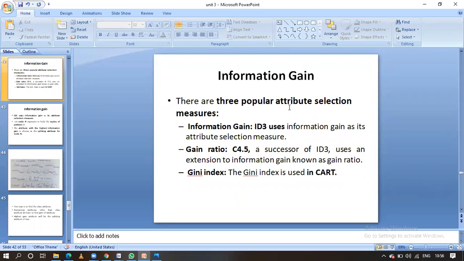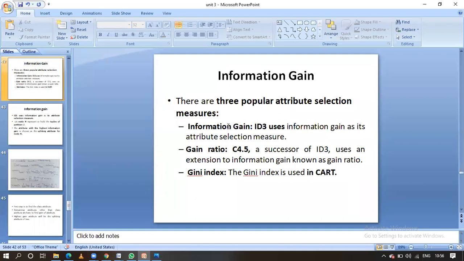So guys, we will have three popular attribute selection measures. The first one is information gain, the second one is gain ratio, and the third one is Gini index. By using these, we are going to select the attributes, guys. We select using attribute selection measures which one we are going to make the root, or which one we are going to make the partitioning attribute. For that we are going to use three types of measures.